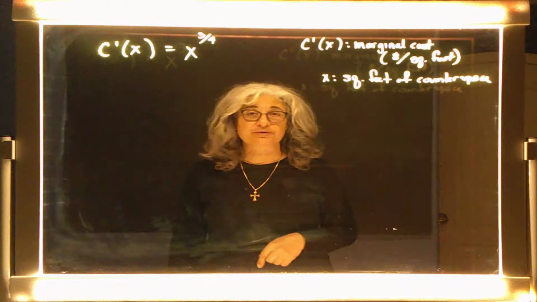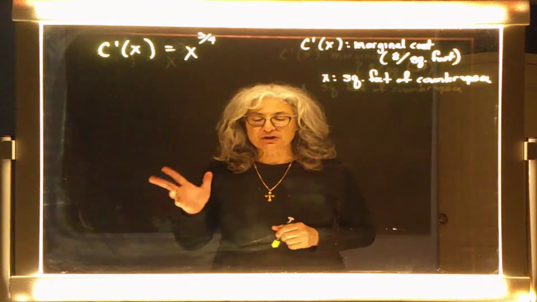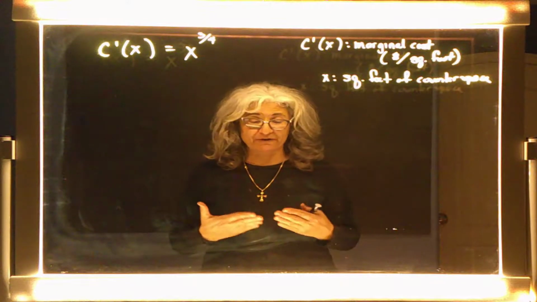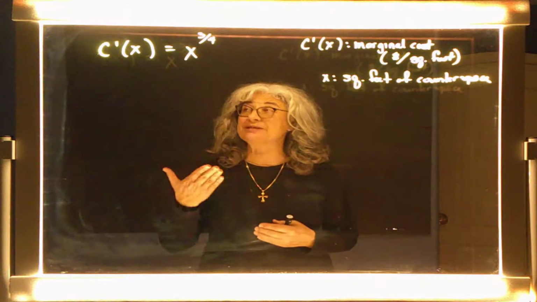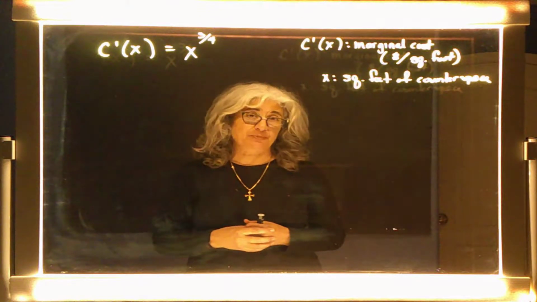All right, did you get a chance to read that first story about countertops? Let's look at it again. The marginal cost in dollars per square foot of installing x square feet of kitchen countertop is given by C prime of x equaling x to the 3/4 power.